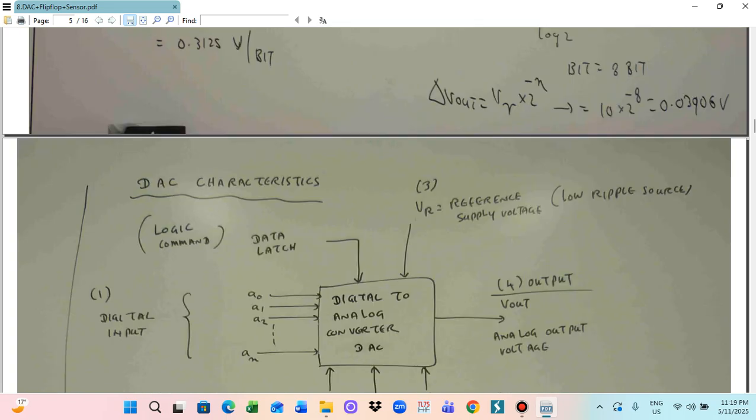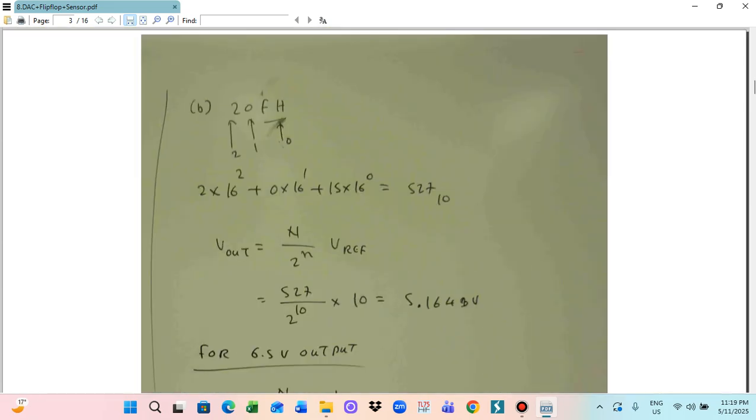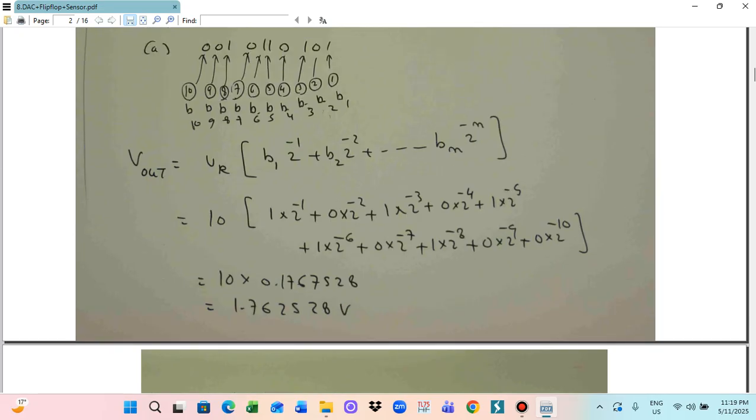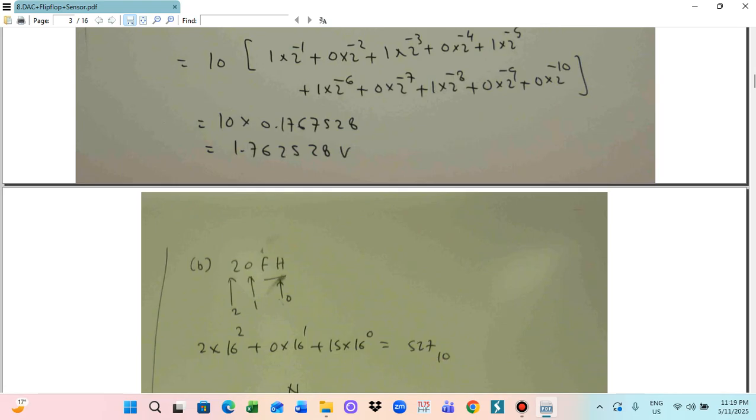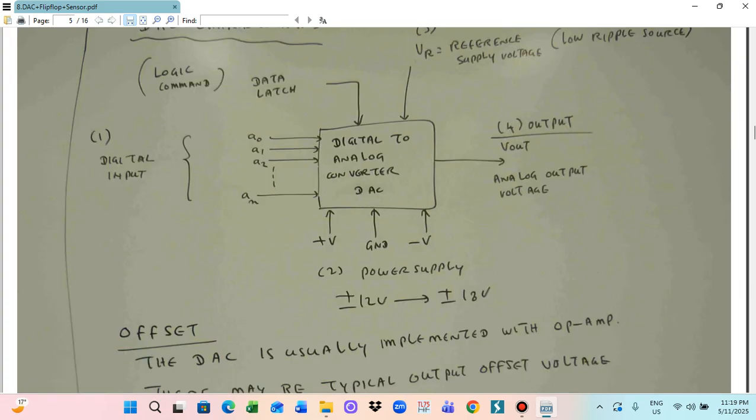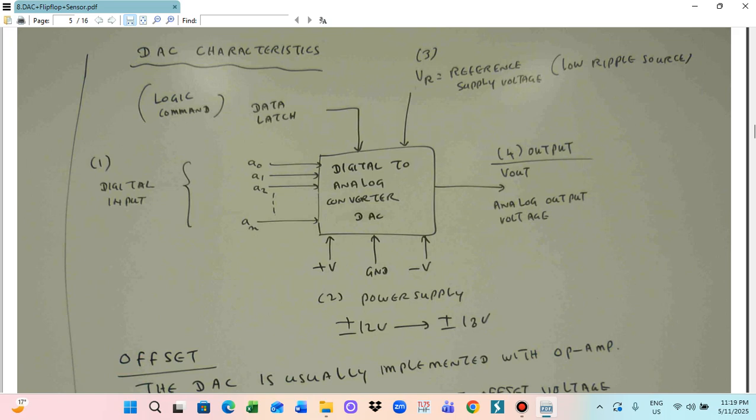The equation is here: VR is the reference voltage and V out relates to the input and the reference voltage, as well as the input bits. With that formula, V out can be calculated. So this will be the A0 to AN input, and we also provide the VR reference voltage and the data latch. The data latch is a logic circuit provided, with positive and negative supply and ground. Therefore, the output is an analog output voltage coming out.